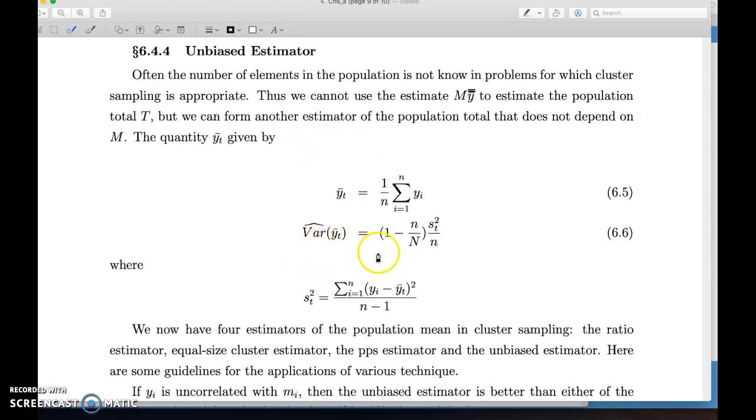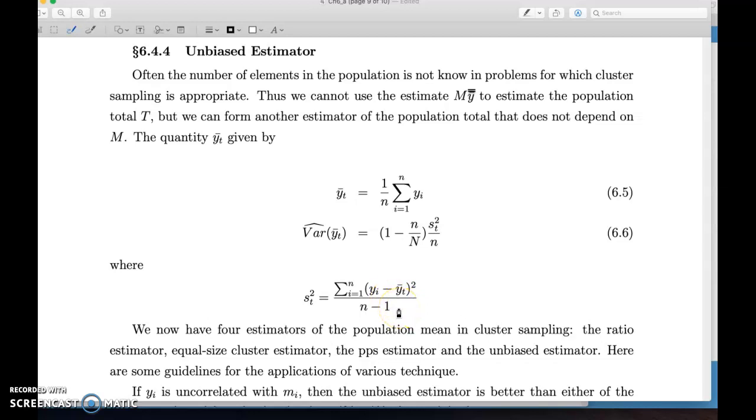And the estimated variance would be the finite population correction factor times ST squared over N, where ST squared is simply the squared differences between the cluster totals and the cluster average, divided by N minus 1.